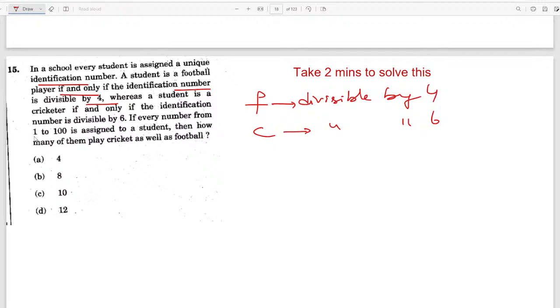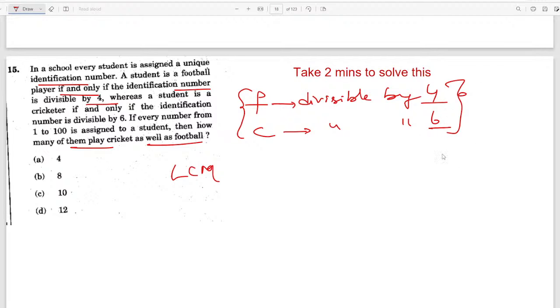If every number from 1 to 100 is assigned to a student, then how many of them play cricket as well as football? If the number is divisible by 4, the student plays football. If it is divisible by 6, the student plays cricket. So if it is divisible by both 4 and 6, they play both football and cricket. To find that, we need to calculate the LCM, the least common multiple of these two.